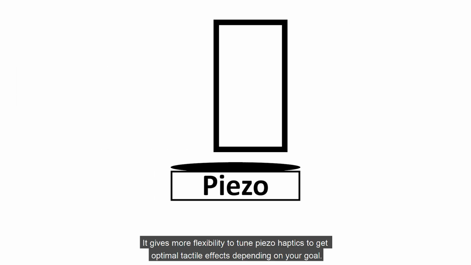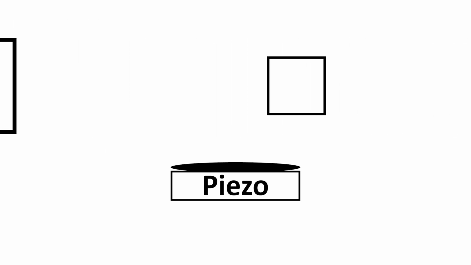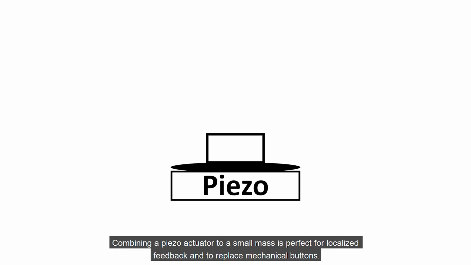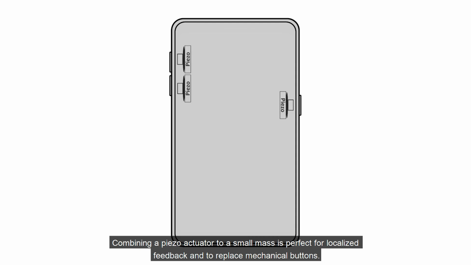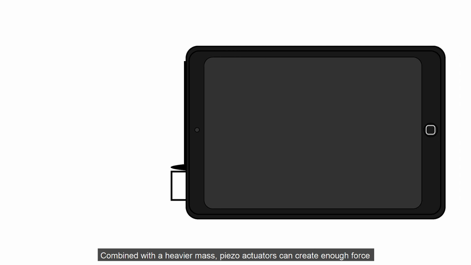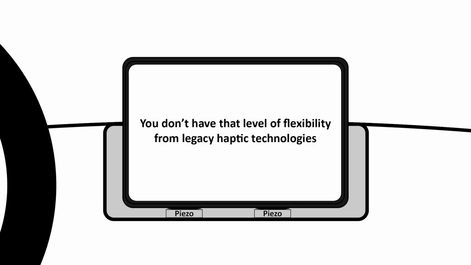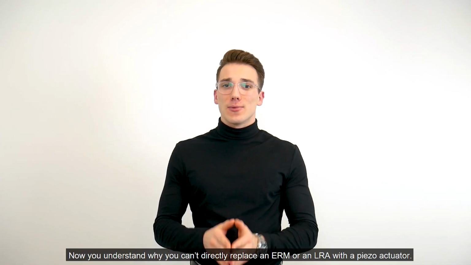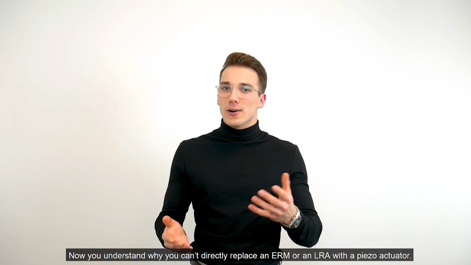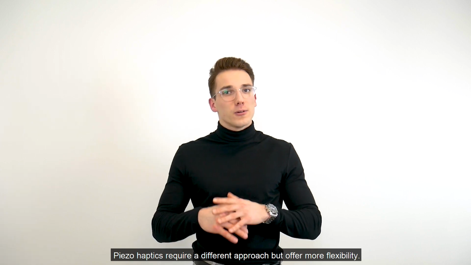It gives more flexibility to tune piezo haptics to get optimal tactile effects depending on your goal. Combining a piezo actuator to a small mass is perfect for localized feedback and to replace mechanical buttons. Combined with heavier mass, piezo actuators can create enough force to vibrate the whole device to which it is bonded. The device can also be the mass itself, like an automobile display. You don't have that level of flexibility from legacy haptic technologies. Now you understand why you can't directly replace an ERM or an LRA with a piezo actuator. Piezo haptics require a different approach, but offer more flexibility.